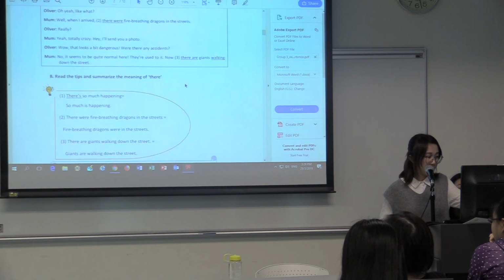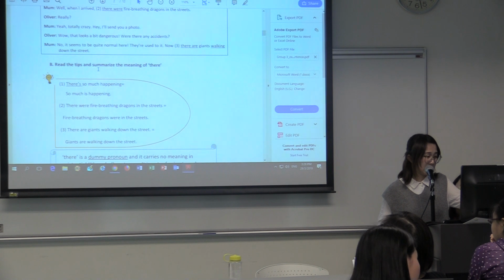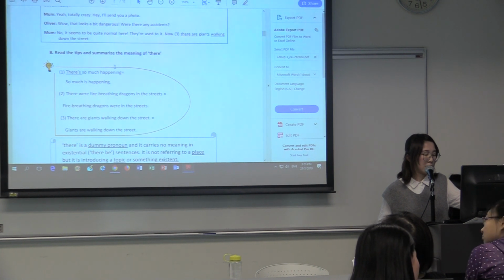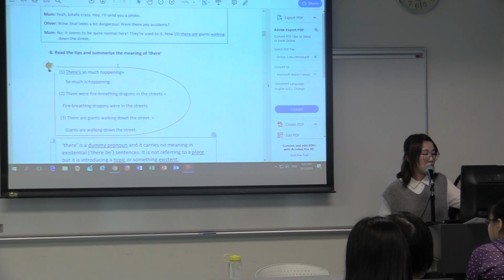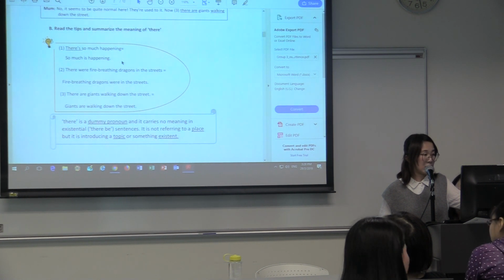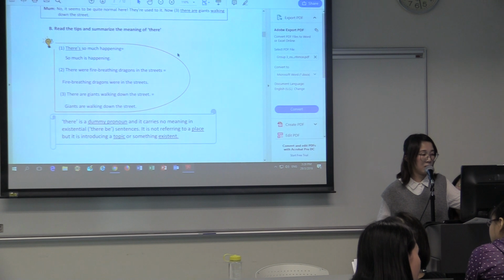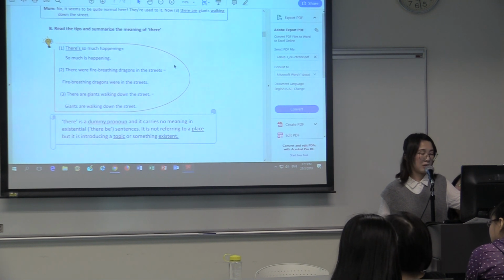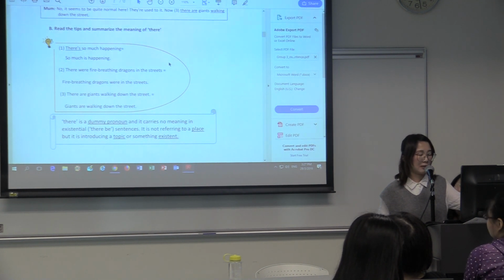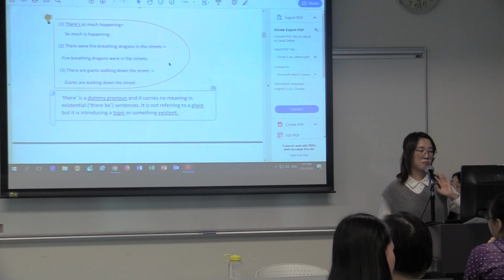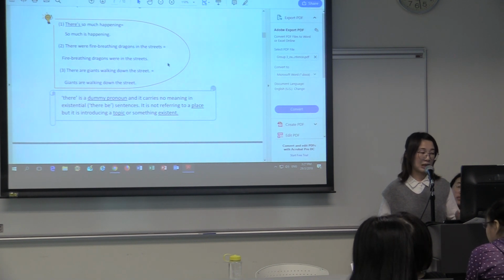And then students read the tips. The tips are about explaining the existential sentence. So after they read the tips, they can summarize the meaning of the existential sentence, especially that "there" is a dummy pronoun. It carries no meaning, so it just introduces a topic or something's existence. So in this presentation stage, we talk about the meaning of existential sentences.